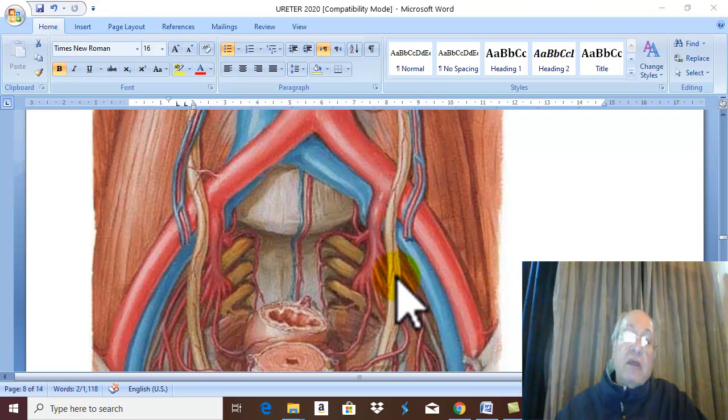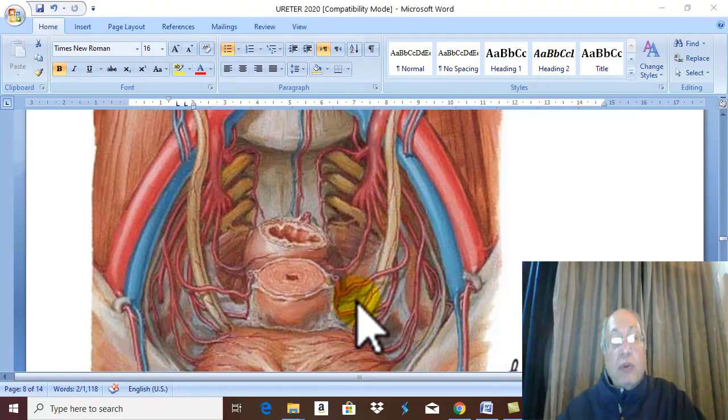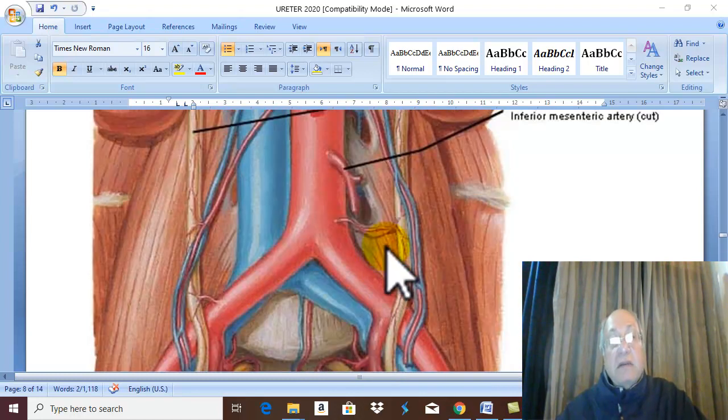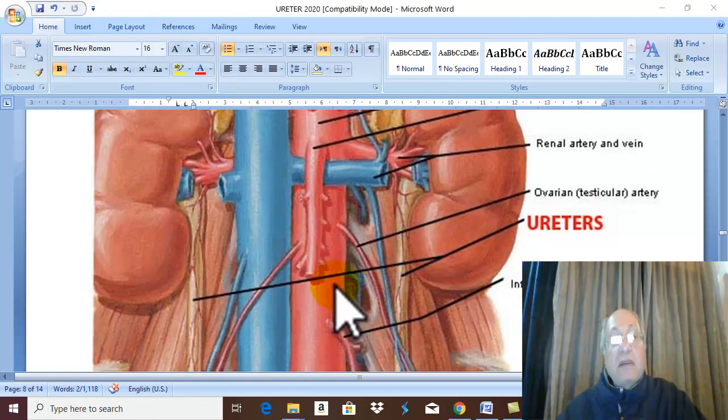The venous drainage of the ureter runs parallel with the arteries and drains into the corresponding veins. Lymphatic drainage is from below upward. The pelvic part is drained by internal iliac lymph nodes, then common iliac lymph nodes, and the abdominal part is drained to para-aortic lymph nodes. What is the nerve supply of the ureter?